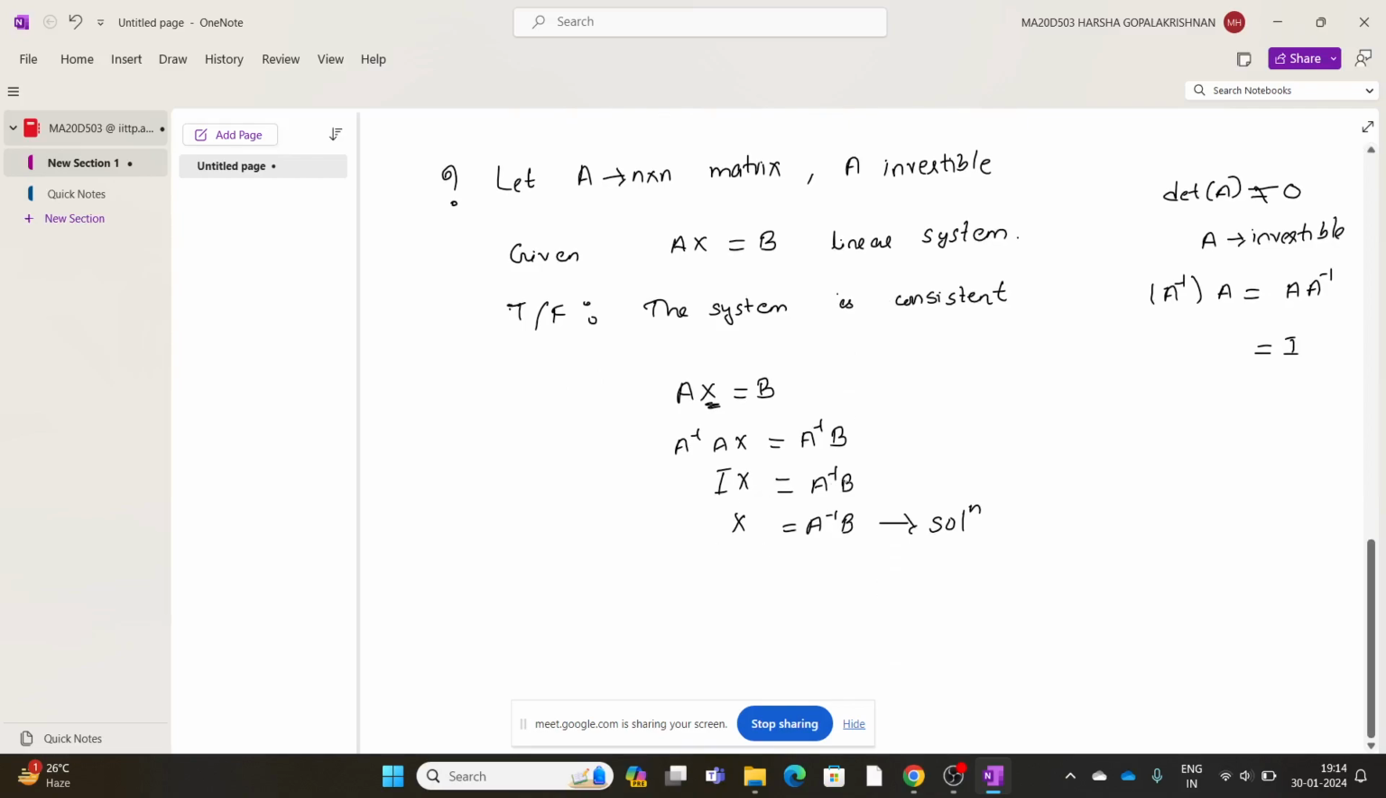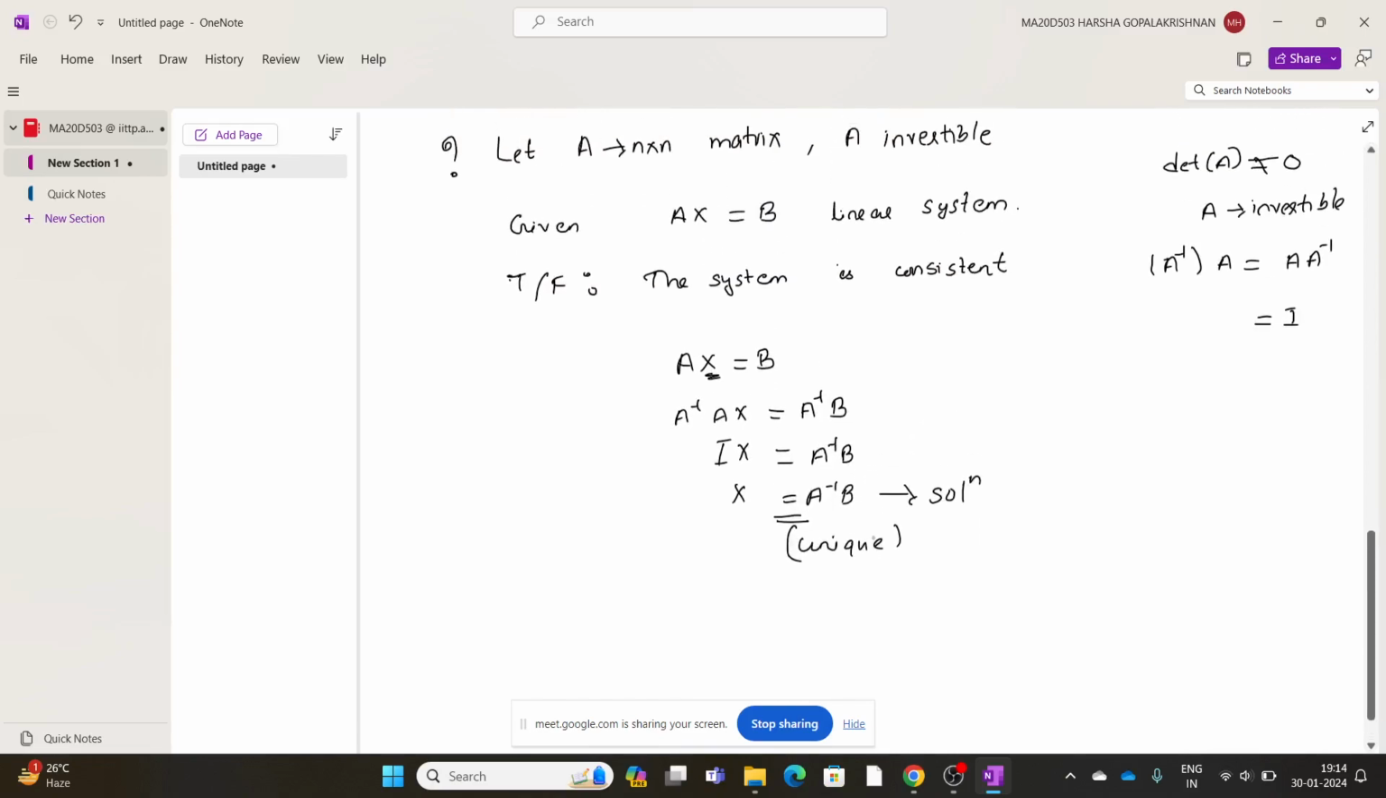The solution exists. Also, actually this solution is a unique solution. See, if X is a solution, it should satisfy the equation. But A and B are some fixed values. A is some fixed matrix, B is some fixed matrix. So whoever computes A inverse B will get only one value X, correct? So that X is a unique value. So we can say it is a unique solution. There are not infinitely many solutions.